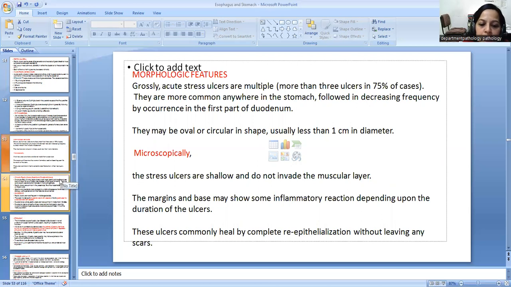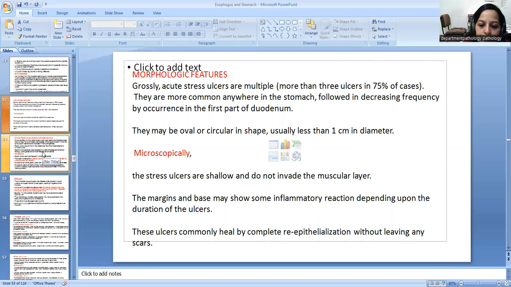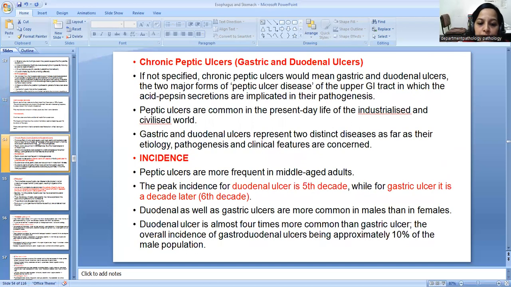Microscopically, the stress ulcers are shallow and do not invade the muscular layer. The margins and base may show some inflammatory reaction depending upon the duration of the ulcers. These ulcers commonly heal by complete epithelialization without leaving any scars. Now we come to the chronic peptic ulcers, which are also known as the gastric and duodenal ulcers. If not specified, chronic peptic ulcers will be the gastric and duodenal ulcers, the two major forms of peptic ulcer disease in the GI tract, in which the acid pepsin secretions are implicated in the pathogenesis. Peptic ulcers are common in the present-day life of the industrialized and civilized world.